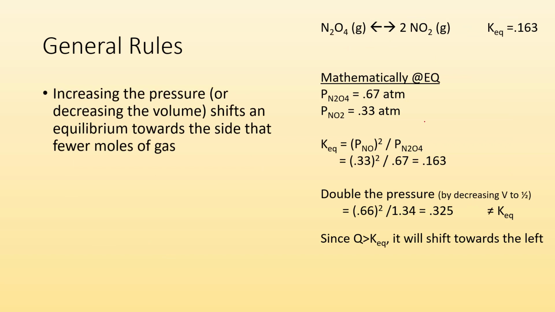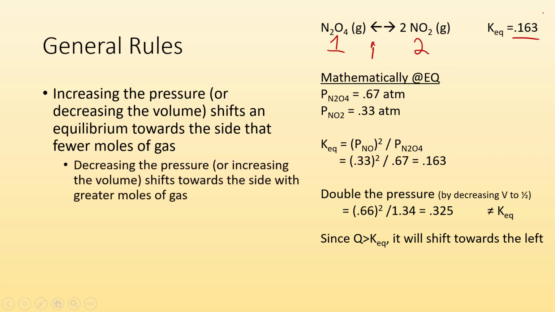Pressure. Pressure has its own rule. Increasing the pressure or decreasing the volume, which would increase the pressure, shifts the equilibrium toward the side that has fewer moles of gas. So if I'm taking a look at this example, on the left side we only have 1 mole of gas, and on the right side we have 2 moles of gas, and I have my Keq right here. So decreasing the pressure or increasing the volume, which would decrease the pressure, shifts towards the side with the greater moles of gas.